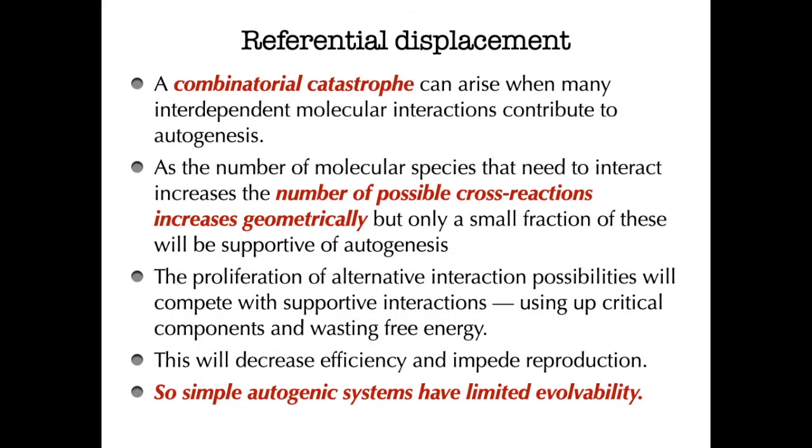A third interpretive complexification can provide something further, referential displacement. This is required to overcome a critical limitation on the evolvability of autogenic interpretation. This arises due to the problem of combinatorial catastrophe. A combinatorial catastrophe can arise when many interdependent molecular interactions contribute to autogenesis. As the number of species that need to interact increases, the number of possible cross-reactions increases geometrically. But only a small fraction of these will be supportive of autogenesis. The proliferation of alternative interaction possibilities will compete with supportive interactions, using up critical components and wasting free energy. This will decrease efficiency and impede reproduction. So simple autogenic systems have limited evolvability.